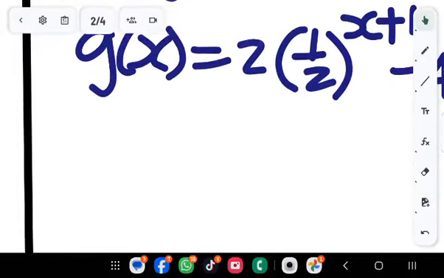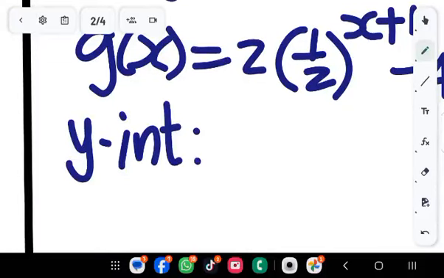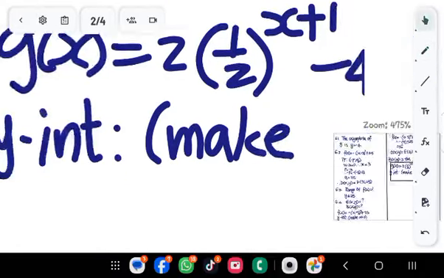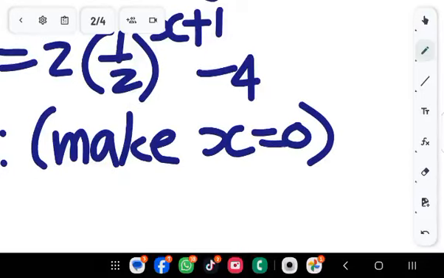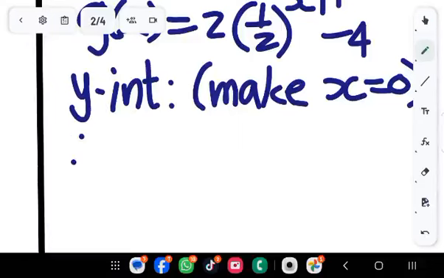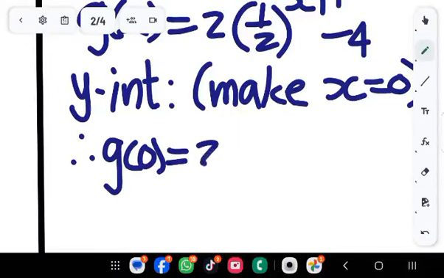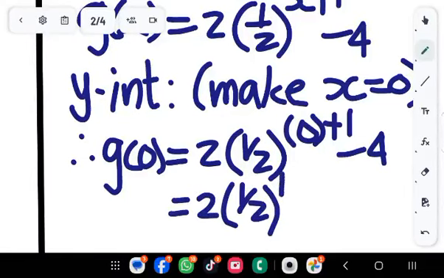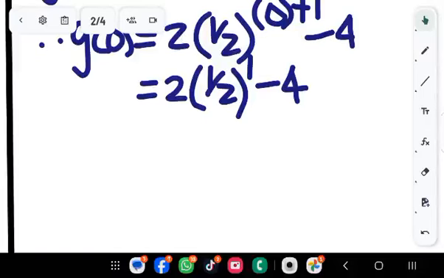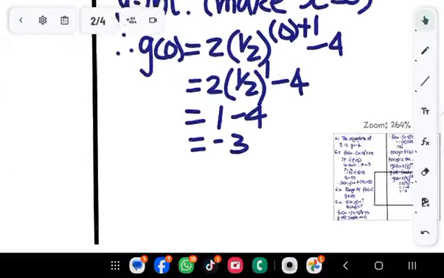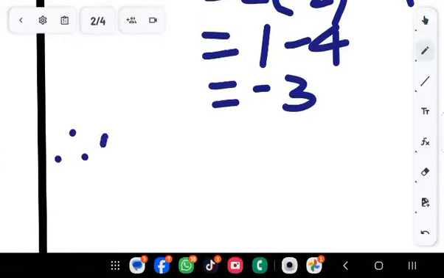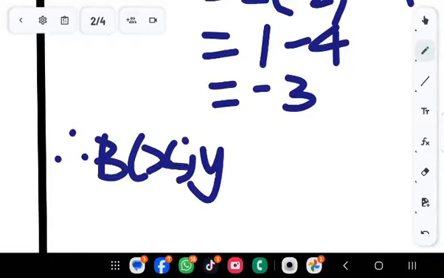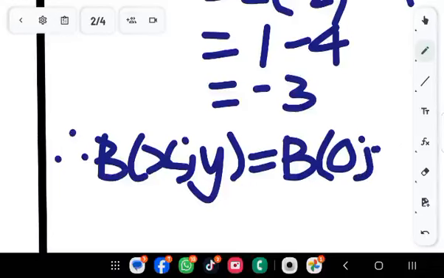Now, to find the y-intercept, you make x 0. Therefore, g of 0 will be equal to 2 times (1 over 2) to the power of 0 plus 1, minus 4, which is 2 times (1 over 2) to the power of 1, minus 4. So that is 2 times a half, which is 1, minus 4, and that gives us negative 3. Therefore, the coordinates of B are 0, negative 3.